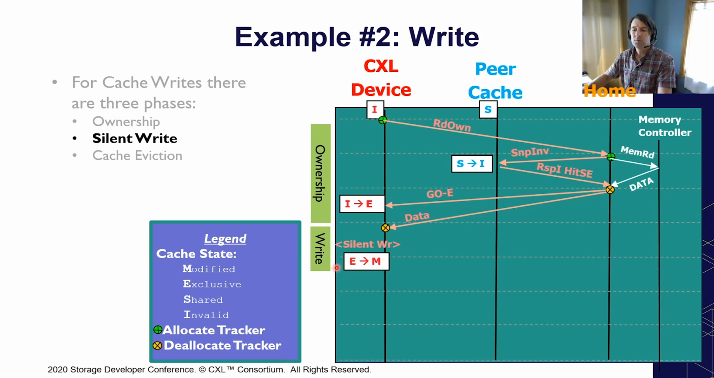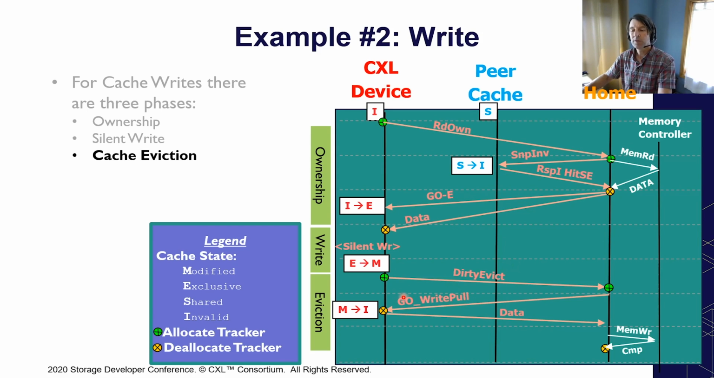Now, the write phase, we don't see any messages show up in the diagram. We will see a silent write that causes the cache to go from exclusive to modified, updating the cache with the new data. And then at some point in the future, we will evict the data from the cache. We issue dirty evict to the home agent.